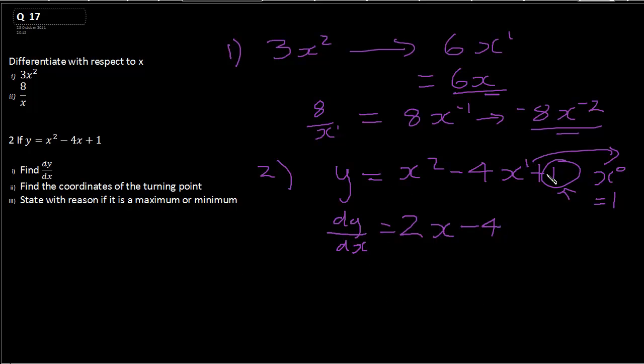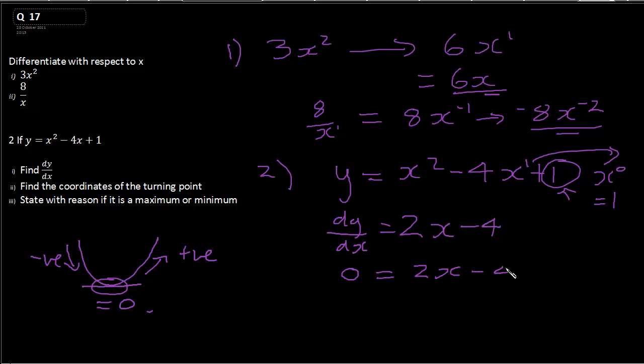Now we know that a quadratic of this shape has a U shape. Okay, and a turning point, if you notice here, the gradient is negative and the gradient here is positive. So the turning point is where the gradient switches from negative to positive, and therefore the graph is momentarily flat. So the gradient at this point must equal 0. So we want to find out when dy by dx equals 0 to find the turning point. So 0 equals 2x minus 4. Therefore 4 equals 2x, and we can see that 2 is what x is equal to at our turning point.